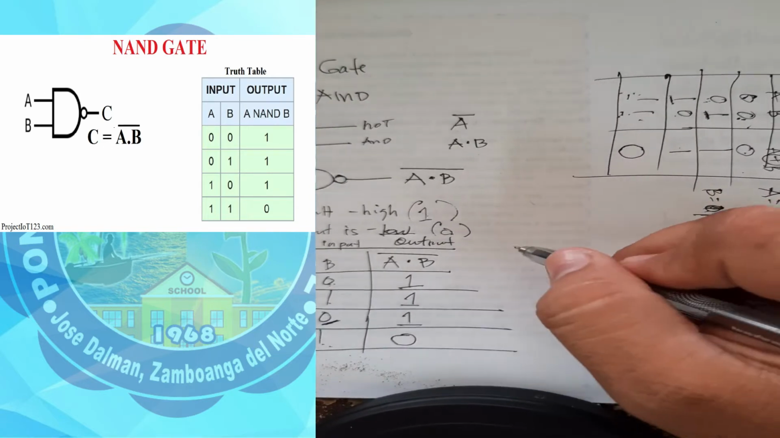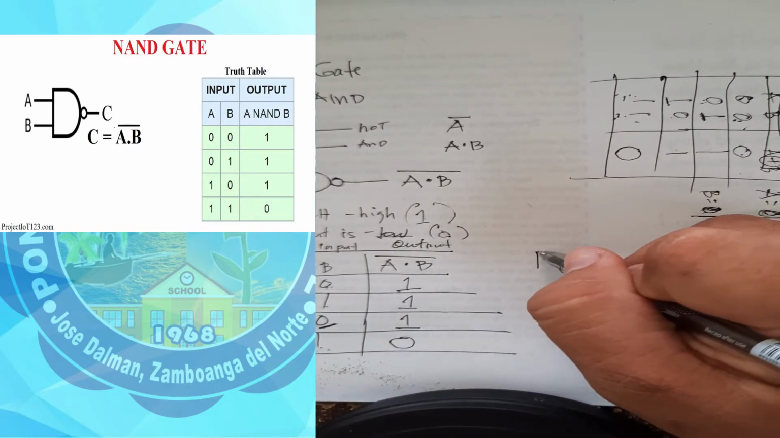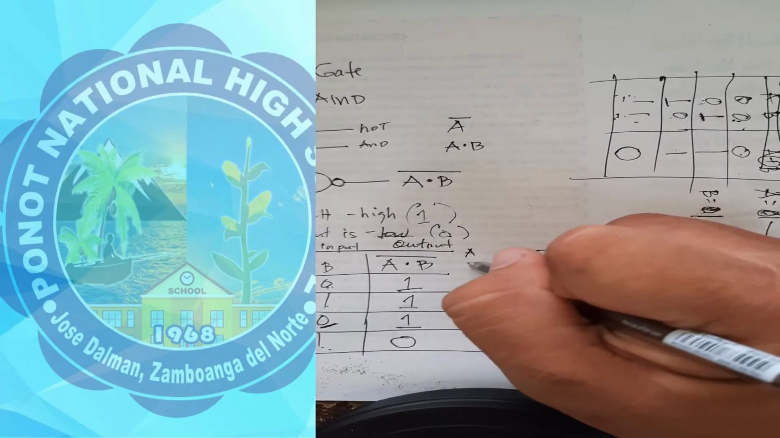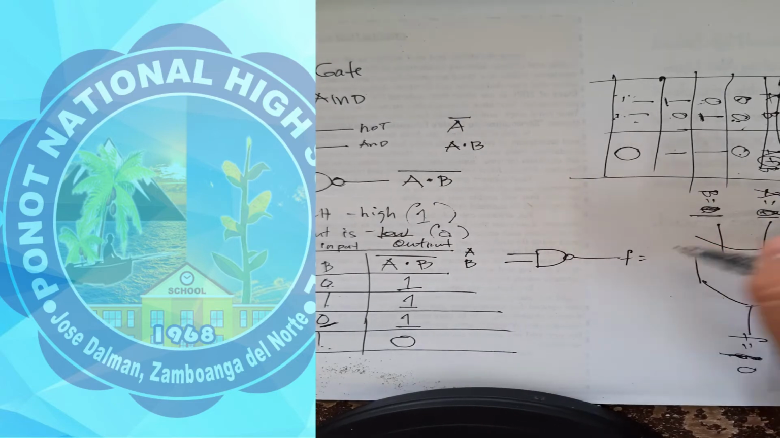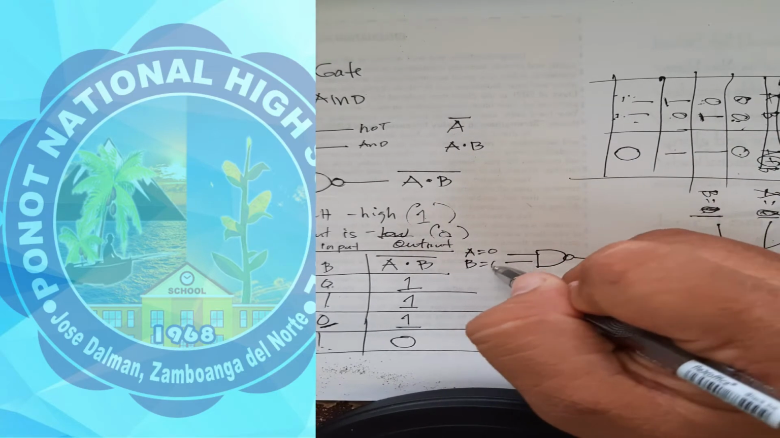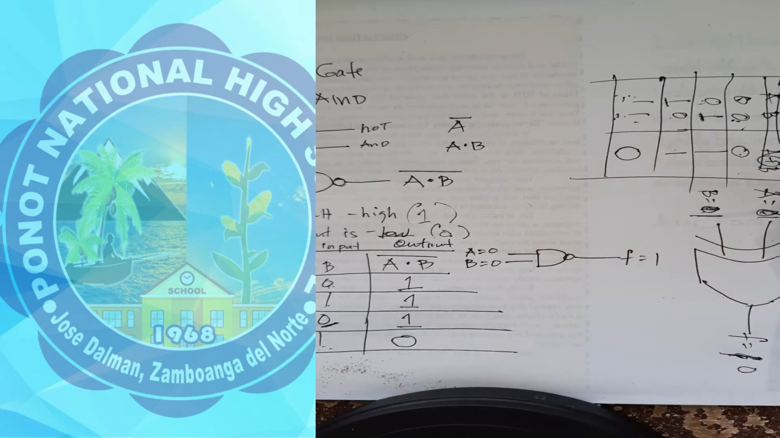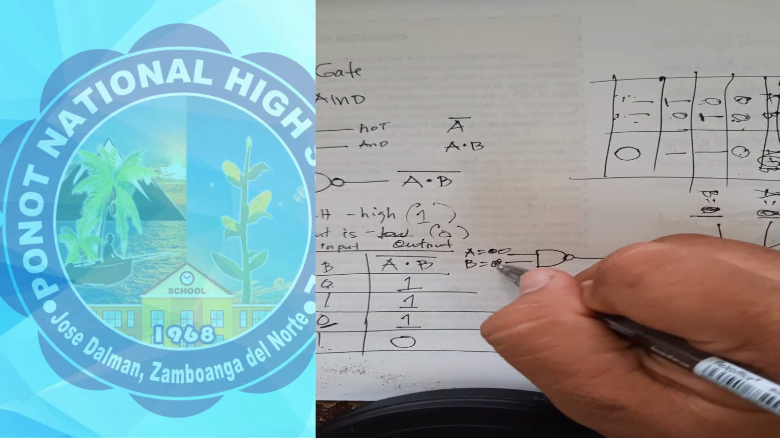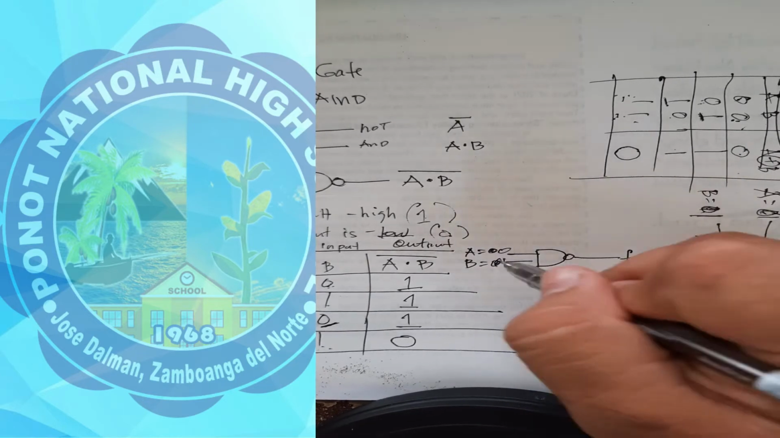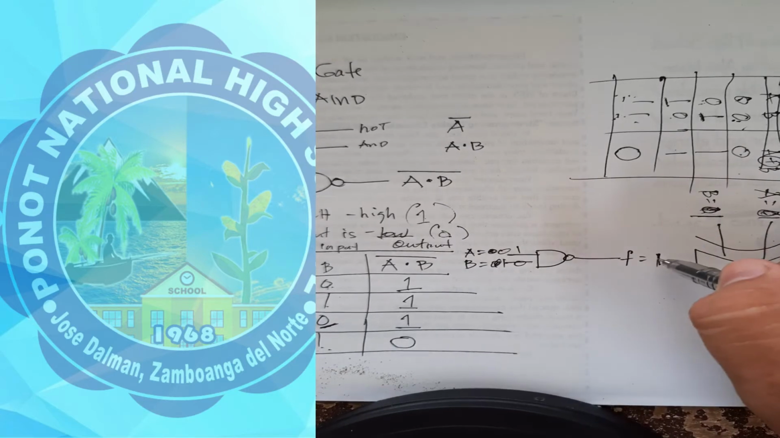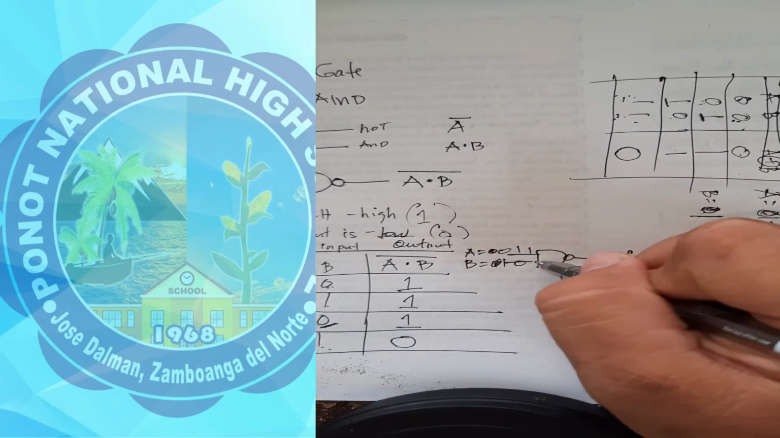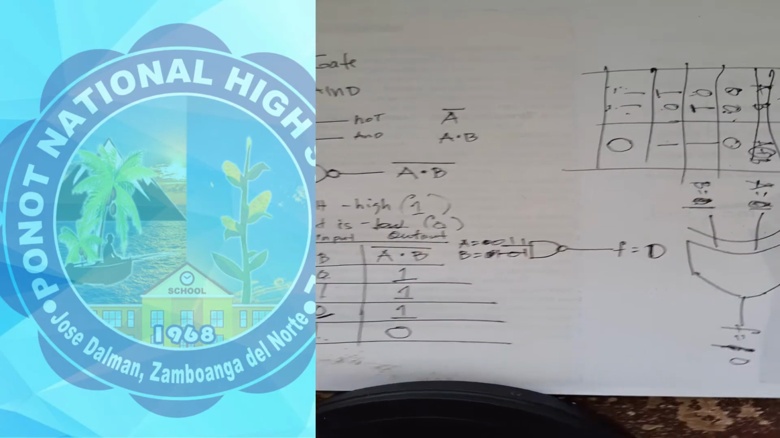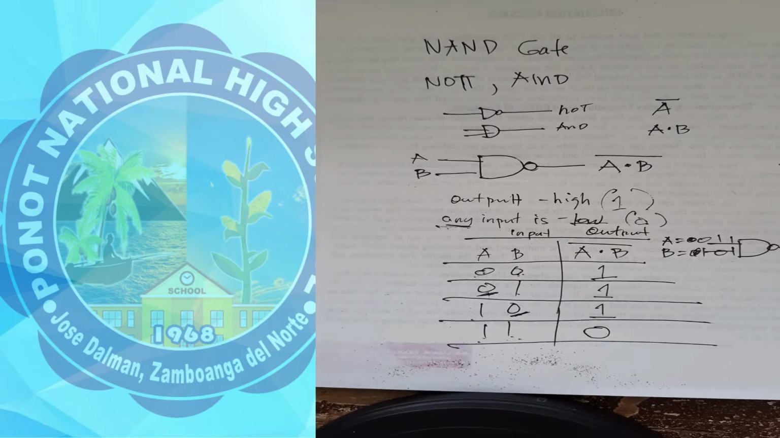If we trace it, if this is your A and B inputs and this is your output: if A is 0, B is 0, your output is 1. If A is 0 and B is 1, that is logic 1. If this is 1 and this is 0, logic 1. But if this is 1 and 1, then the output is 0.